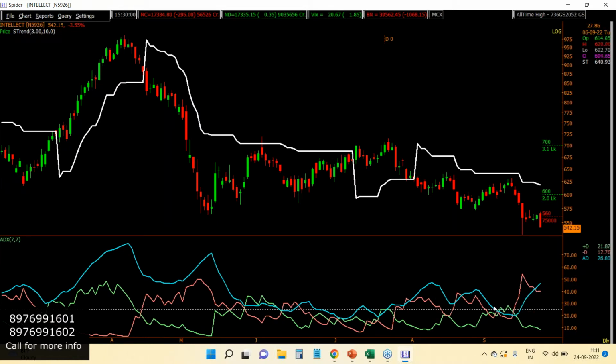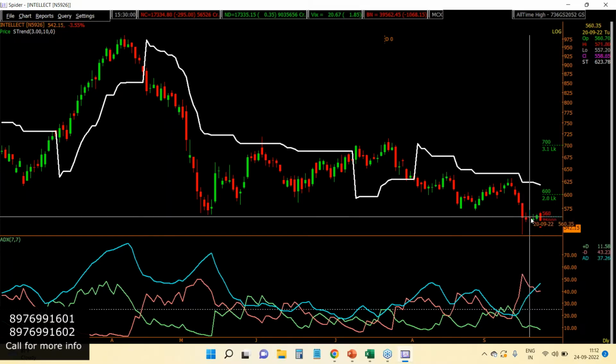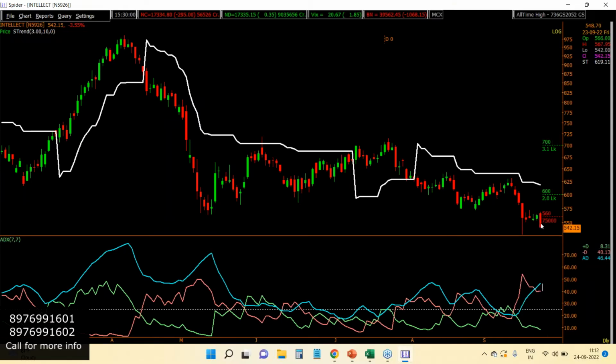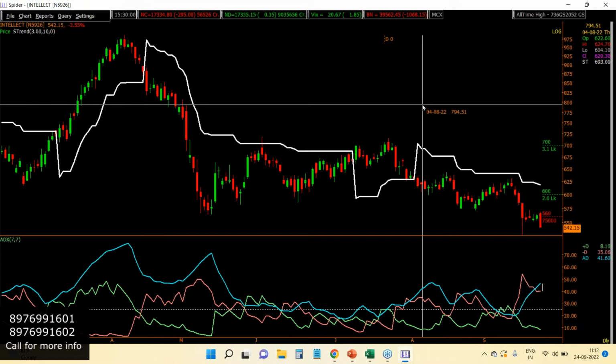Then after that, whenever this particular range comes into our picture, we will avoid such trades. Why? Because it is showing you a sideways market. Again, when it crosses the 25 level, as you can see here from this point, it opened at about 584, and from that point it is currently trading at a price of 542. We'll see another example.